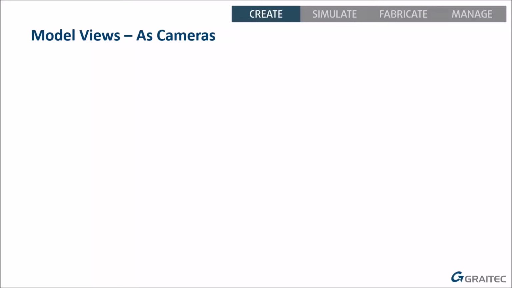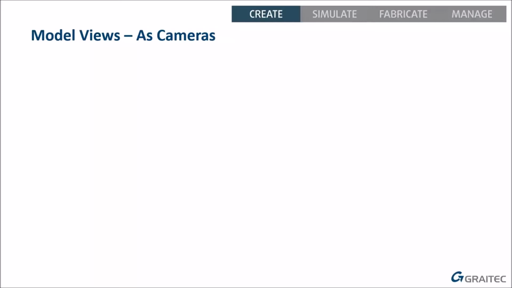But model views can go even further. You can see from the heading I'm showing here, model views as cameras. Hopefully you're all familiar with using cameras to create your general arrangement drawings. You create a camera, you tell it how big the camera is, and it shows how much of the model is included in that view, and then you go ahead and create the drawings from that.